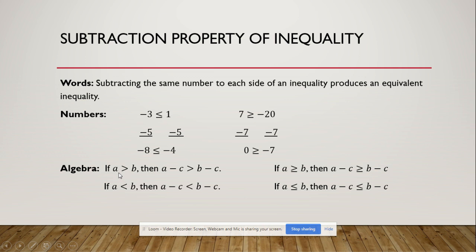Same thing with the algebra. If A is greater than B, and then I subtract a C from both sides, so A is going to get smaller by C, B is going to get smaller by C. Since A started out as bigger, it's still going to be bigger. Okay, and that's going to be true for all of our inequality symbols.